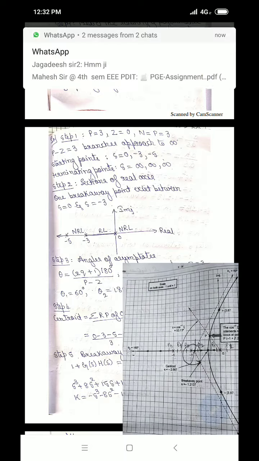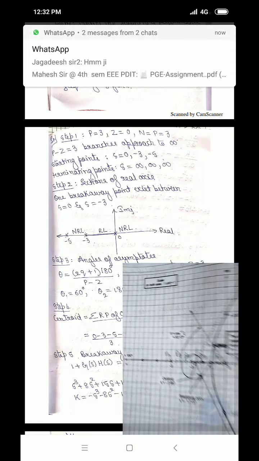Poles will be in the denominator, and zeros will be in the numerator. N is equal to P minus Z, that is 3. Next, the starting points are s is equal to 0, minus 3, minus 5. Next, the terminating points are infinity, infinity, infinity. P is greater than Z, so you will get terminating points at infinity.